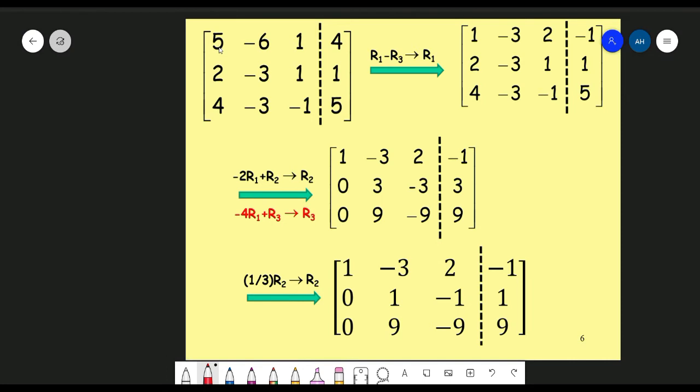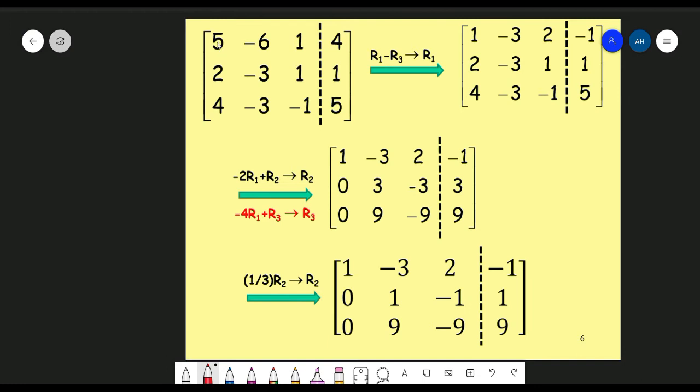Okay, again, we can divide by 5. We can divide row number 1 by 5. Again, if we do that, it will involve fractions. We try to avoid fractions whenever possible, because in this case we can do some other operation in which we also can get 1.